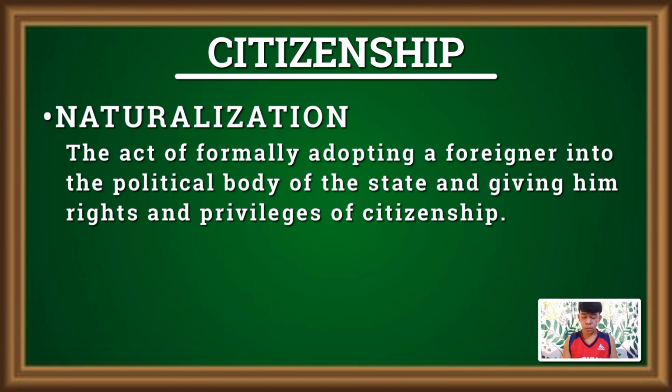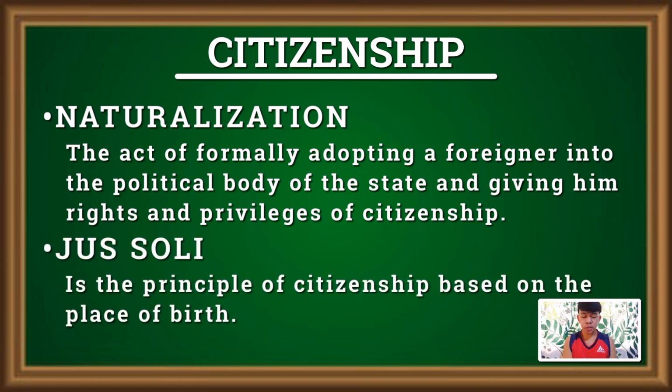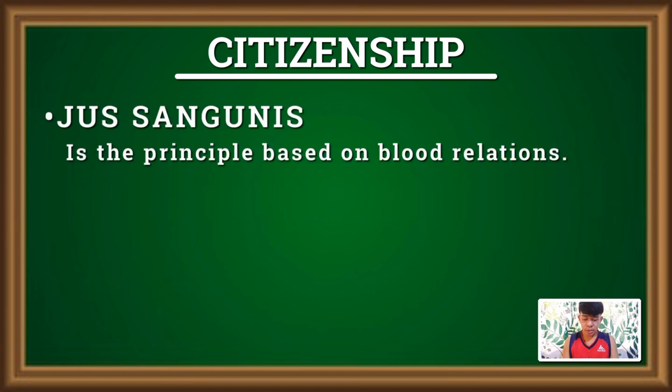We are going to proceed to jus soli and jus sanguinis. Jus soli is the principle of citizenship based on the place of birth. Example, if your mother and father are Filipinos and you are born in America, you are known as a Filipino citizen and an American citizen as well. Next is jus sanguinis, the principle based on blood relations. Here in the Philippines, we adopt jus sanguinis. If you are born in America and you have Filipino blood, you are also known as a Filipino citizen.